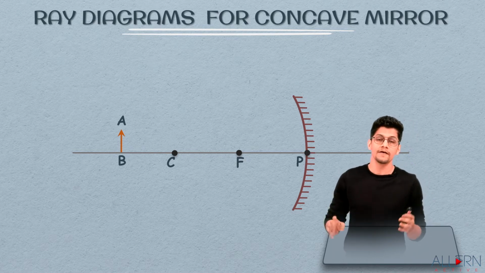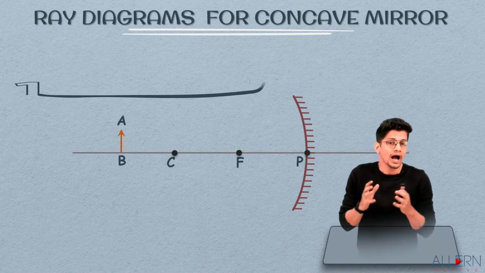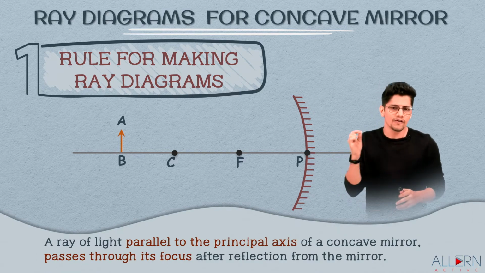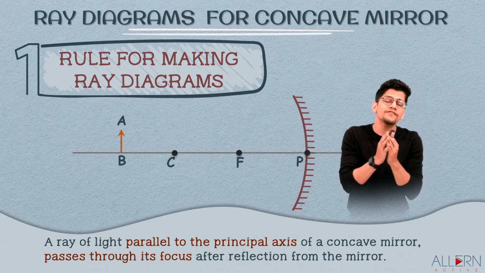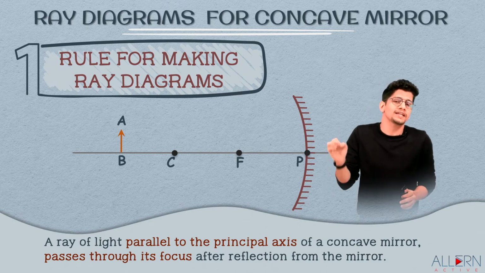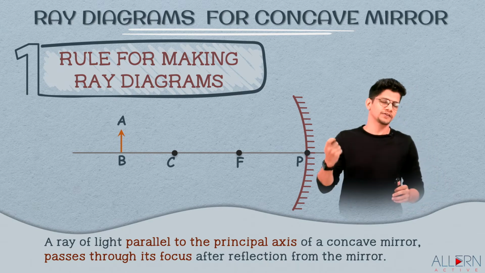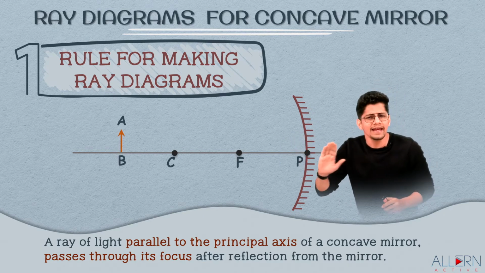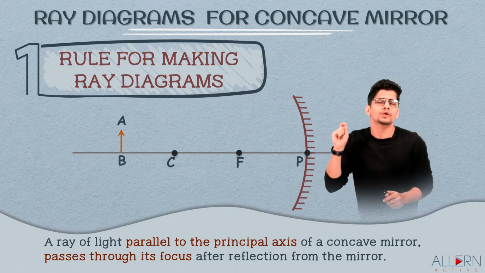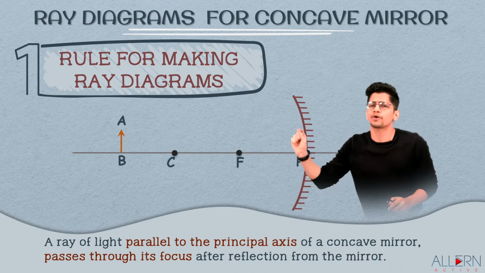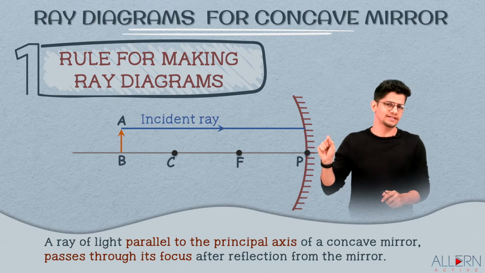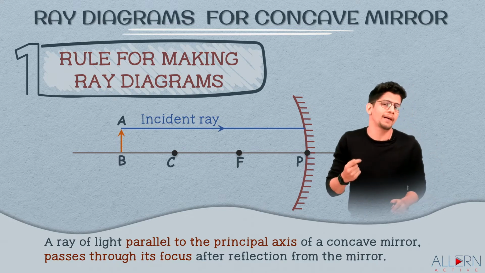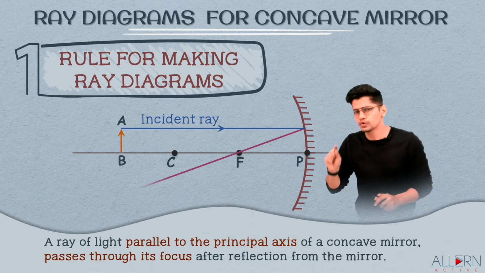Now we are going to learn 4 rules to draw the ray diagrams, out of which we are starting with the first rule. The first rule says a ray of light parallel to the principal axis of a concave mirror passes through its focus after reflection from the mirror. What does that mean? This means that when we place the object anywhere on the concave mirror, first of all, we'll simply draw a straight line which is parallel to the principal axis, which is nothing but the incident ray. And after reflection, it is simply going to pass through the focus.